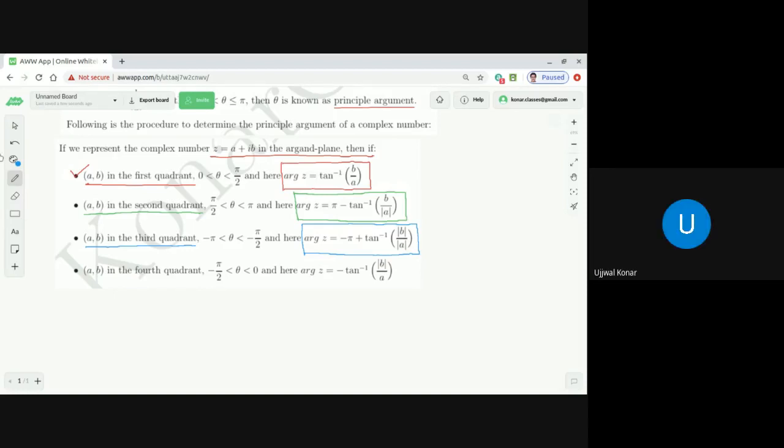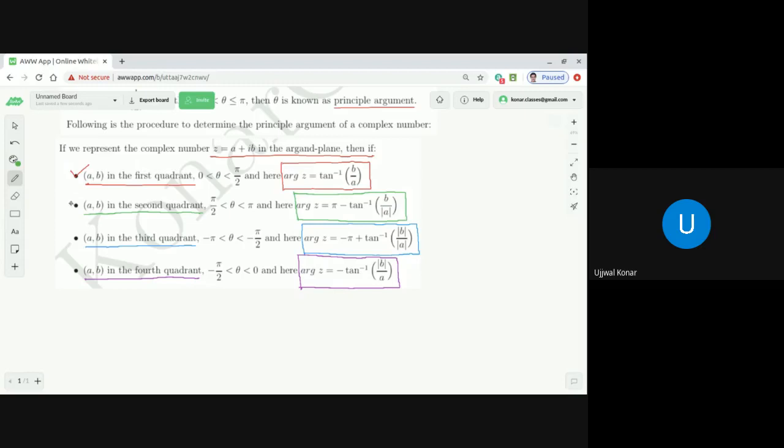And finally, if AB is in the fourth quadrant, then how are we going to find the argument? The argument is equal to minus of tan inverse of mod B by A, because here in the fourth quadrant B is negative, so we are taking the positive value of it, that is mod B by A. So these are the simple cases to find the argument and amplitude. Argument or amplitude, both are synonyms.